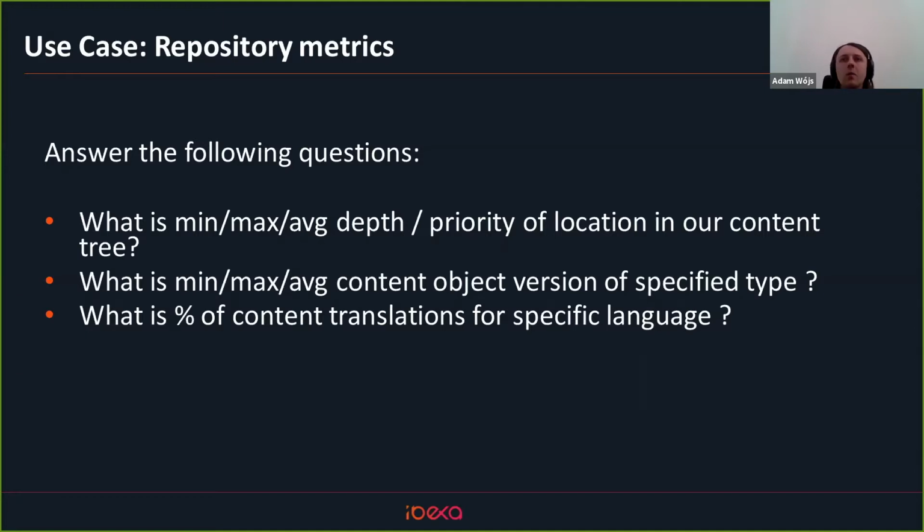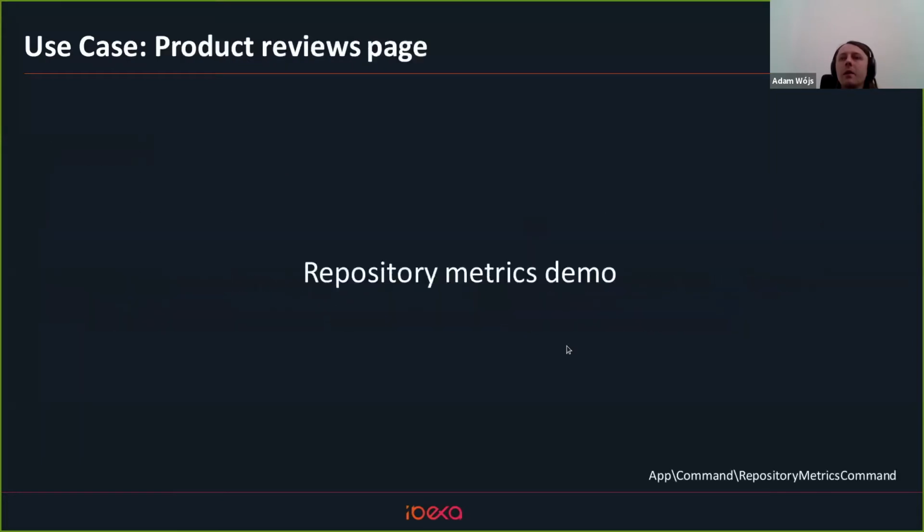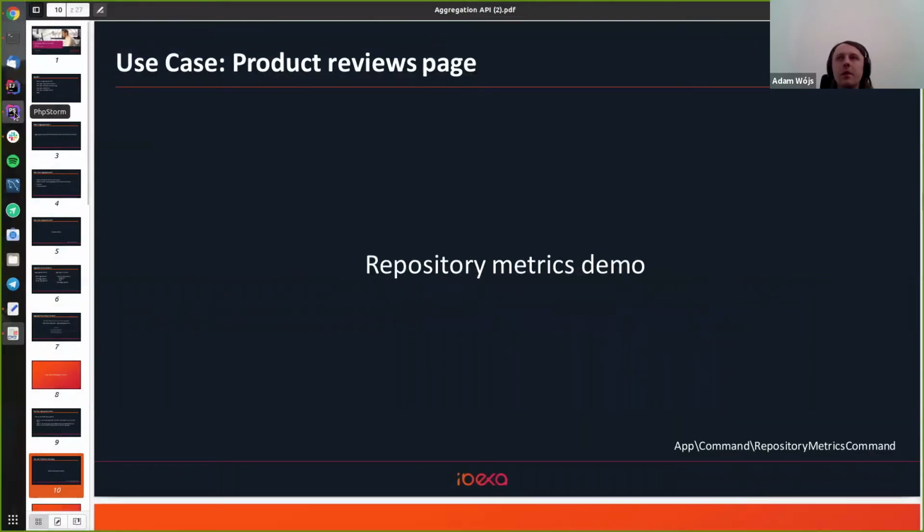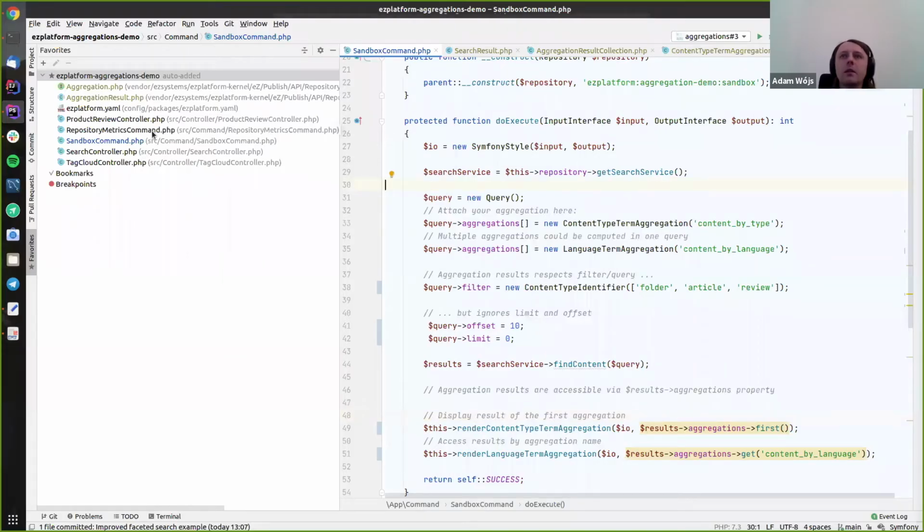We would like to also get some stats about the content versions of a specific type. Or for instance, we would like to get the percent value of the translation completeness for a specific language, right? And in general, get some interesting insights about our content repository structure. To build this, we will jump into another command which I prepared for you.